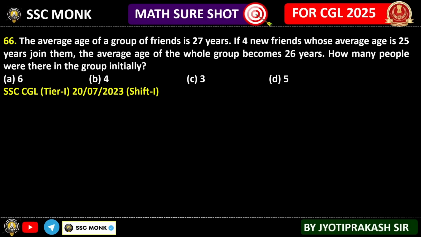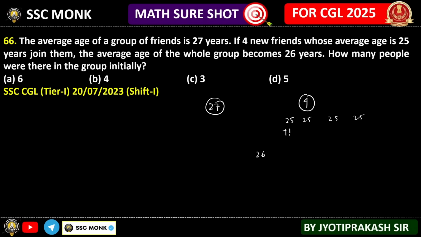Next. The average age of a group of friends is 27 years. If 4 friends whose average is 25 years join them, the average age of the whole group becomes 26 years. How many people were in the group initially? Now say average age was 27. How many people? We do not know. Now 4 friends came of age 25 each, such that the new average becomes 26.